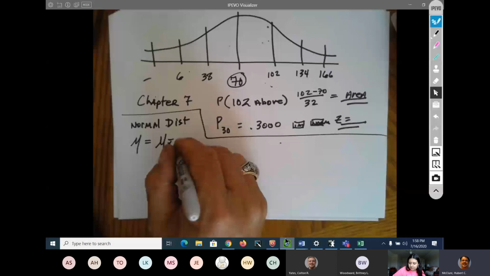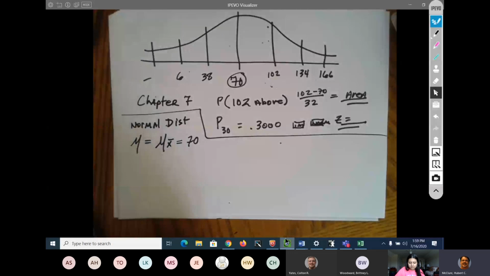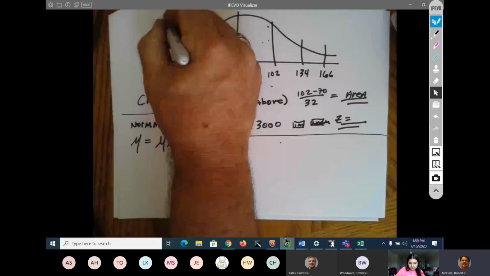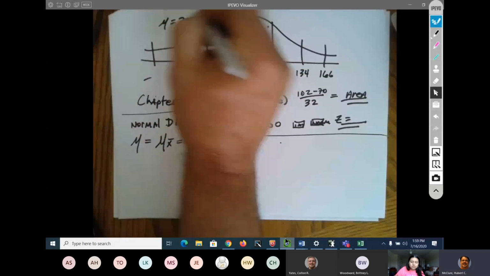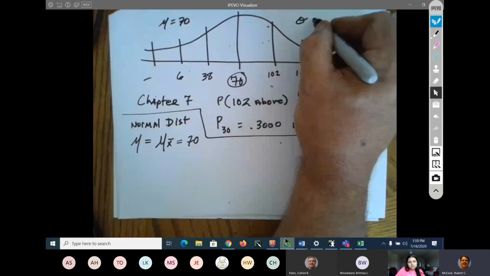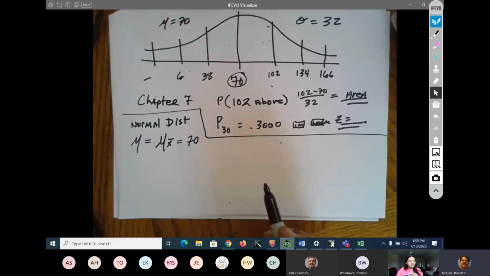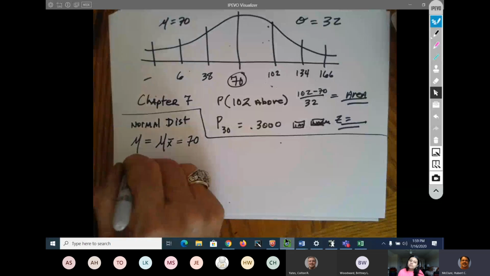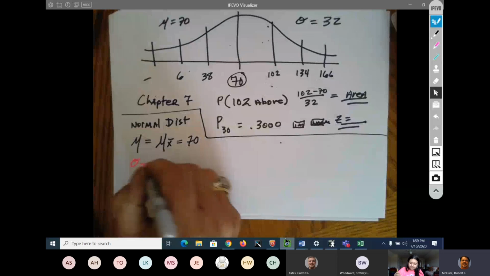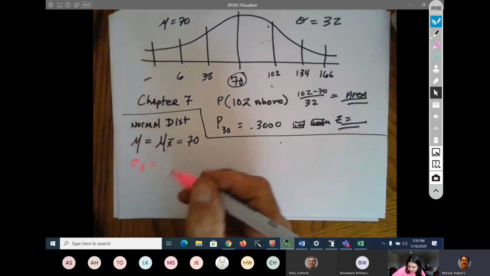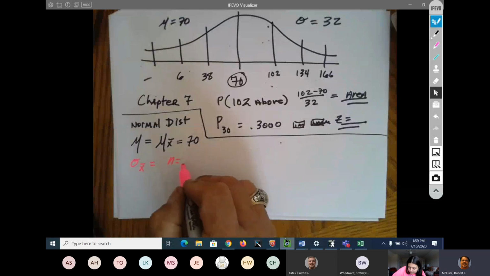Now I want to ask y'all a chapter 8 question, and I went over this, so you should be able to answer it. The mean up here is 70, and the standard deviation is 32. Is the standard deviation going to change or stay the same? Change. Good job. It's going to change, and it's going to be called sigma x bar, because they give us n is equal to 64 in the question.